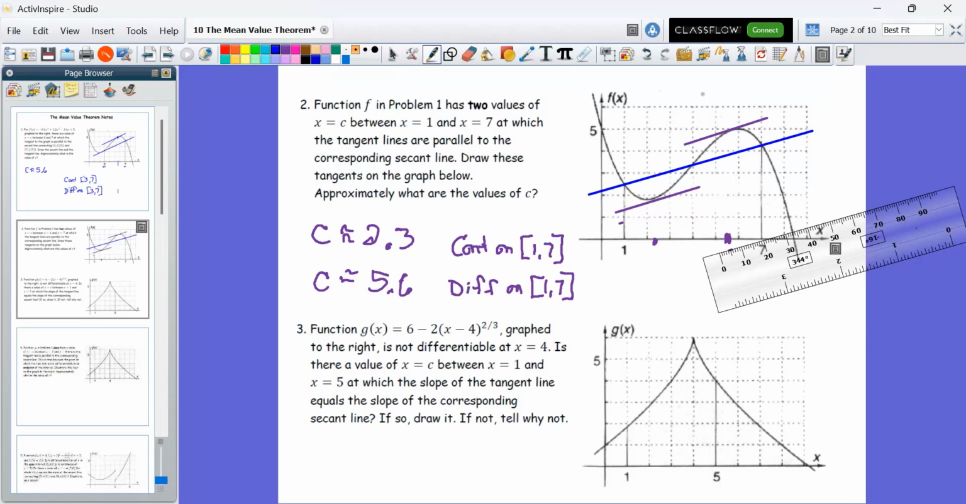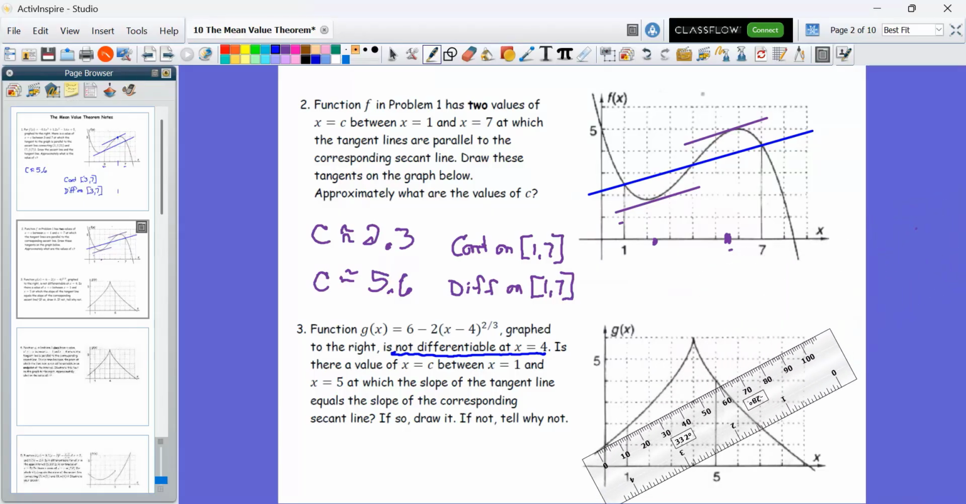Okay. Now the third one, we have a different function. We have the function g of x, which is defined and graphed to the right. Notice it is not differentiable at x equals 4. Notice that cusp. Is there a value of c between x equals 1 and x equals 5 at which the slope of the tangent line equals the slope of the corresponding secant line?